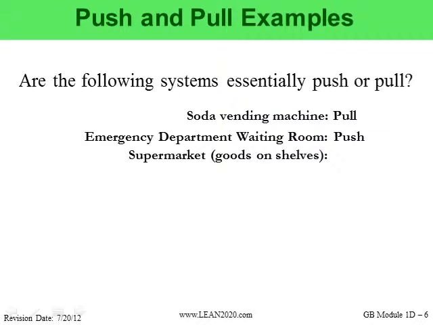Supermarket goods on a shelf. If you think about this, this is actually a classic Kanban system. Supermarkets only put out the amount of product that they believe is going to sell. They're not going to have 3 rows of just ketchups. They're only going to have a certain amount of room on a shelf devoted to ketchups, different size ketchups.